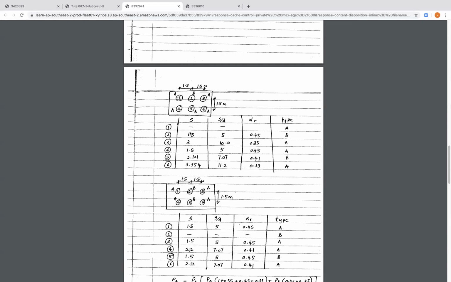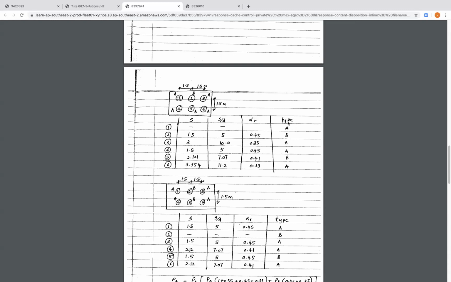And then we need to divide this value, the spacings, by the diameter of the pile. The diameter of the pile is given as 0.3. So we need to divide all these numbers by 0.3. So we got the spacing to diameter ratio, and then we need to use the chart in your lecture notes to find the value of the reduction factor R due to the adjacent piles.